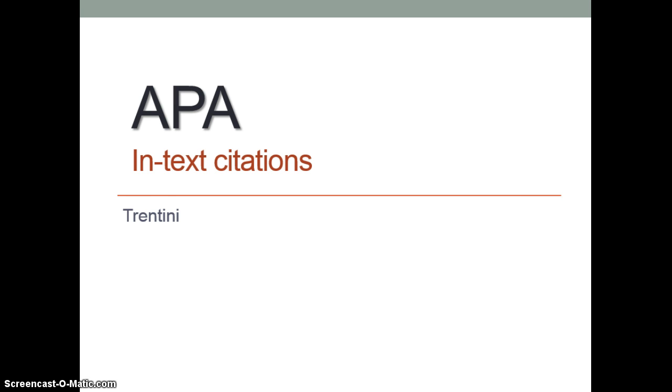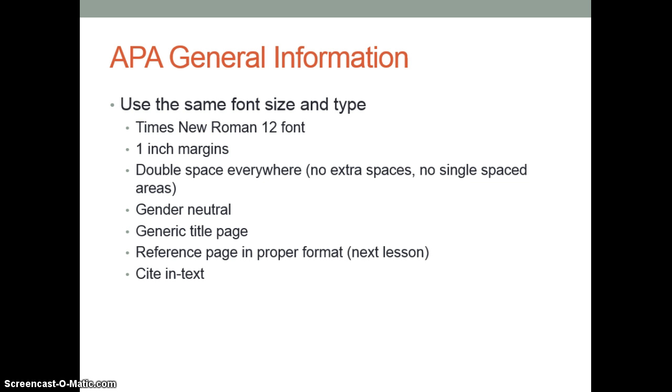First, let's review a couple of general pieces of information. For APA, always use Times New Roman 12 font. Use 1-inch margins, double space everywhere, no extra spaces or no single spaced areas.